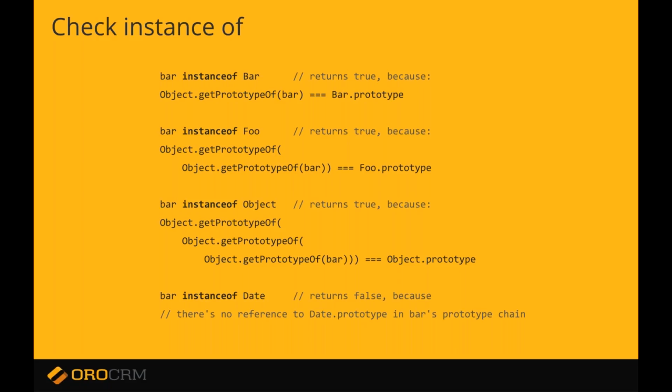The same will work with foo if we check if bar is an instance of foo. But now foo prototype will be found on the second level of the proto chain. And the same will work if we check bar instanceof Object. Object prototype will be found on the third level of the chain. But if we check bar instanceof Date, we will get false, because in the chain there is no Date prototype. It is missing. We did not inherit functionality from the Date prototype.